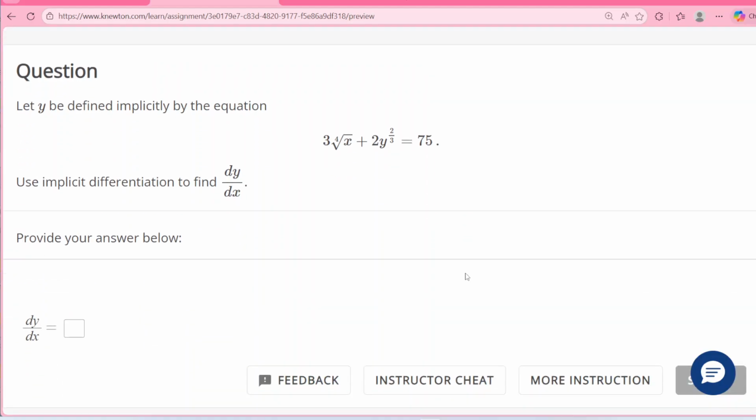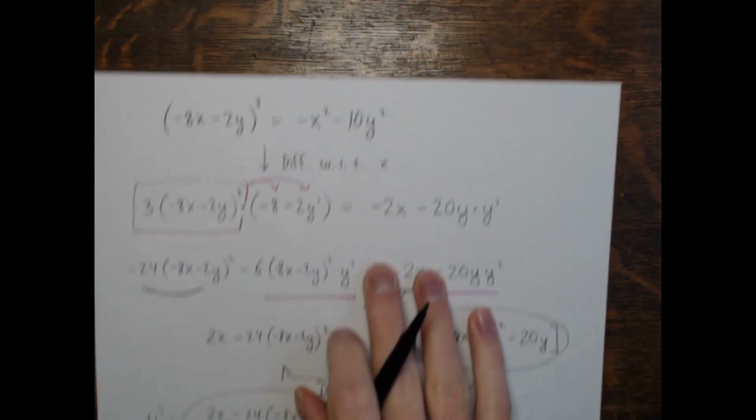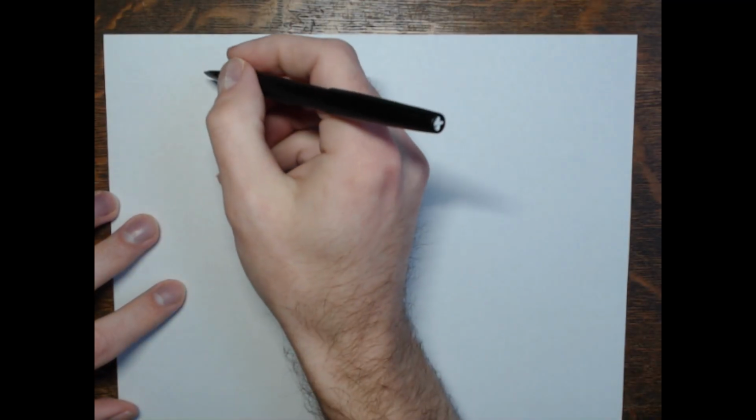All right, so another one where we're just, again, this is similar to one we saw earlier with a fourth root. So, just writing this out. Yeah. So same steps every time, right? Just differentiating both sides with respect to x.